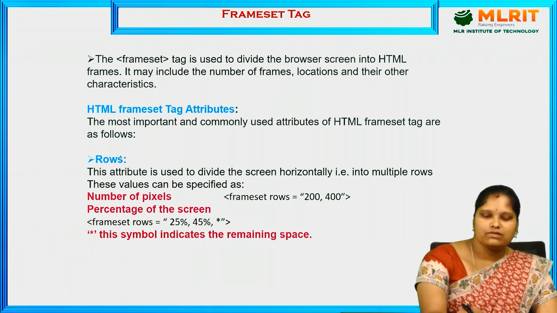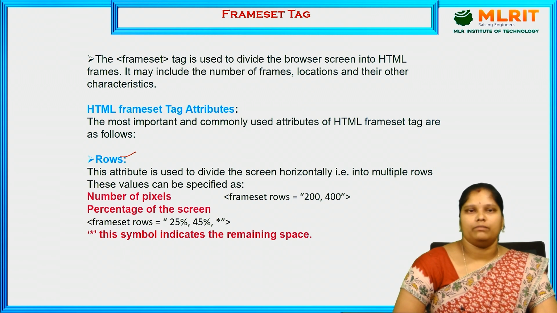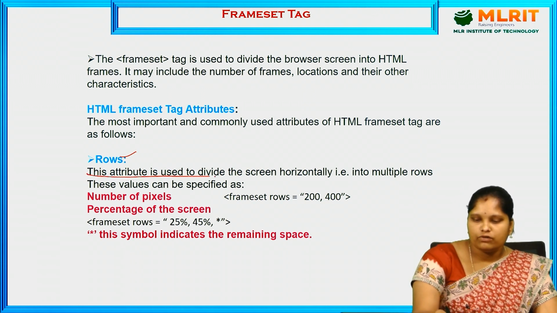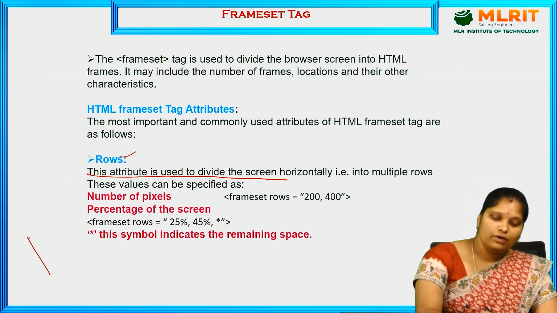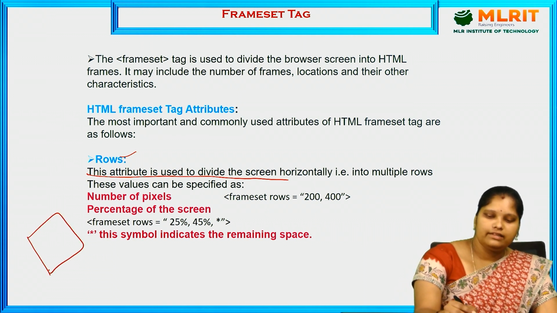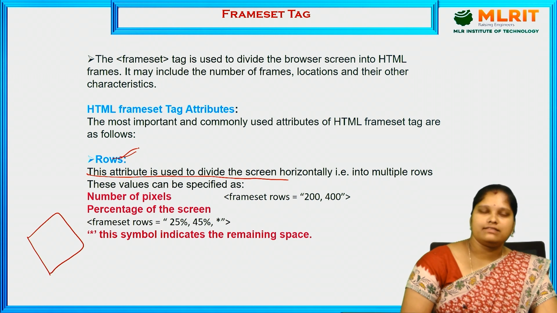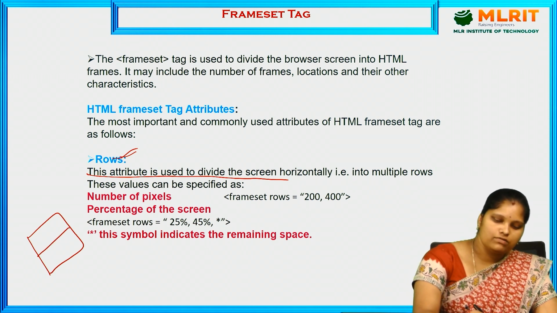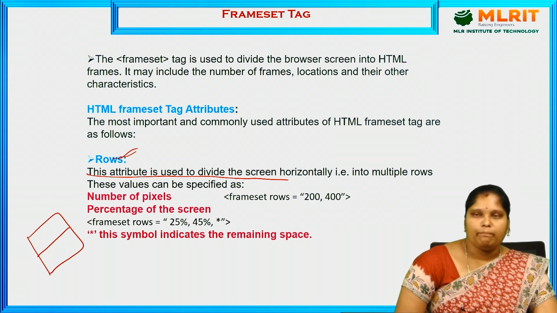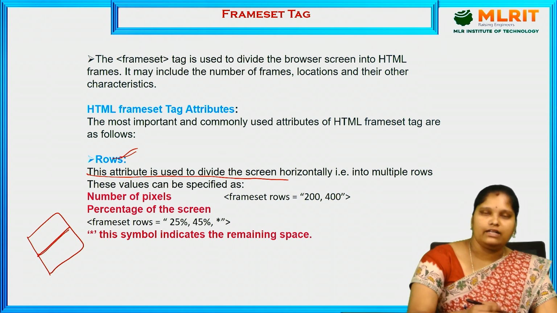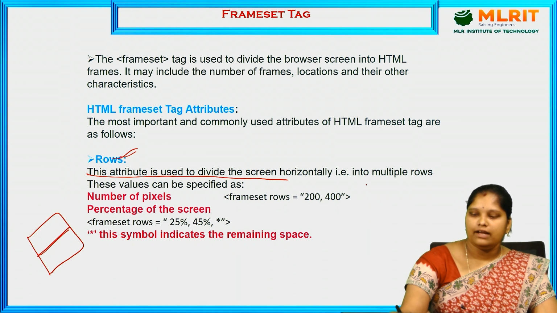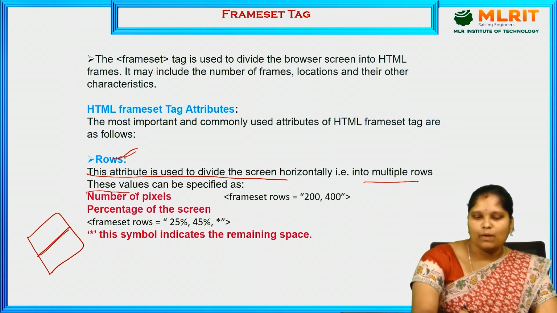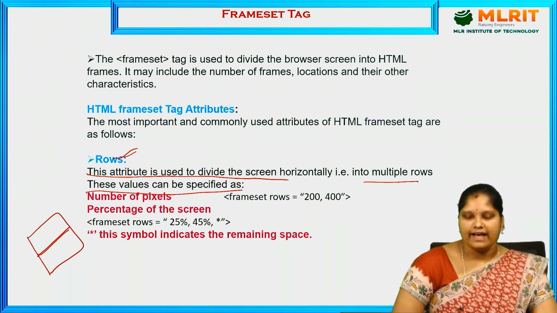What is the rows attribute, and what does it do? This attribute is used to divide the screen horizontally. If you use rows, then this attribute divides the web browser screen into parts horizontally, into multiple rows. These values can be specified as follows.